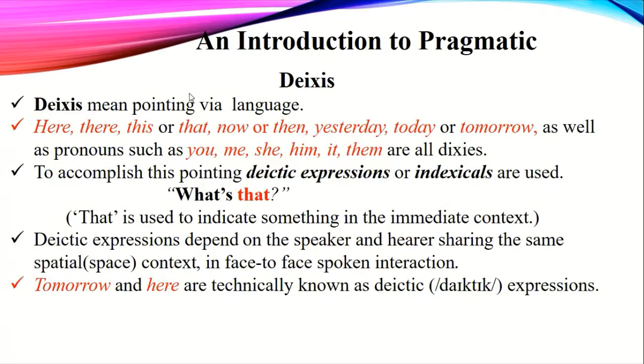Deixis means pointing via language. Here, there, this, that, now, yesterday, tomorrow, he, she, then are all deixis. To accomplish this pointing, deictic expressions or indexicals are used. For example, what's that? That is used to indicate something in the immediate context. Deictic expressions depend on the speaker and hearer sharing the same spatial context in face-to-face spoken interaction. Tomorrow and here are technically known as deictic expressions.